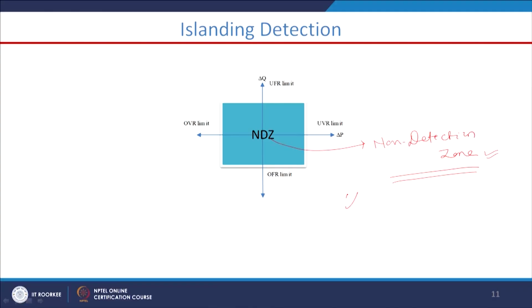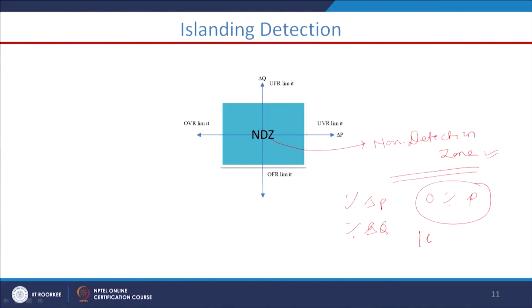What is this percentage of power mismatch? We have del P percentage and del Q percentage, the active power mismatch percentage and the reactive power mismatch percentage. Sometimes we start by calling it 0% power mismatch. What is the meaning of that? At that condition the P load is equal to P DG. That means there is no difference between the load and the generation. So, that is known as 0% active power mismatch or 0% reactive power mismatch.